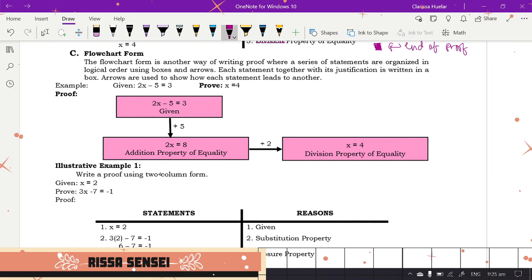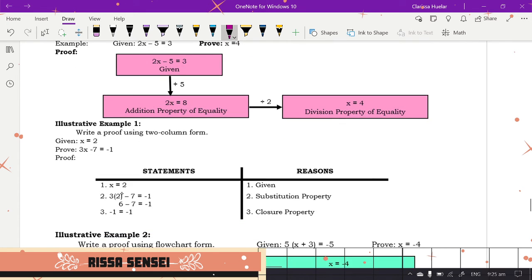Okay? Another example. Write a proof using two-column proof. Given is x equals 2. And you need to prove that 3x minus 7 is equal to negative 1. So, what is the statement? Ang given natin is x equals 2. So, the reason is given. Tapos, kailangan natin i-prove na ang 3x minus 7 is equal to negative 1.